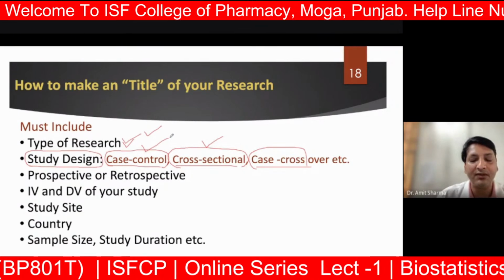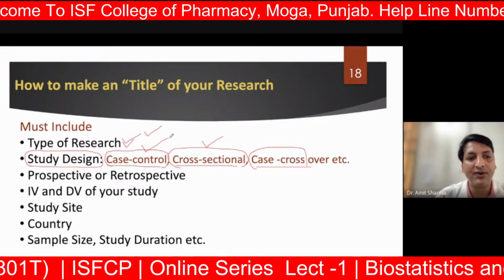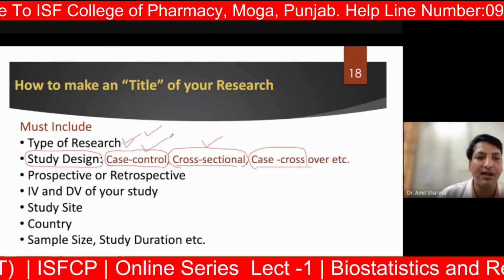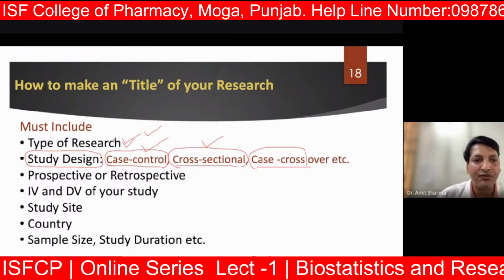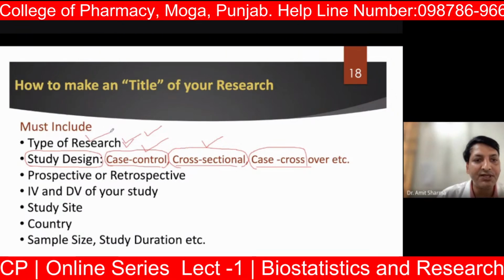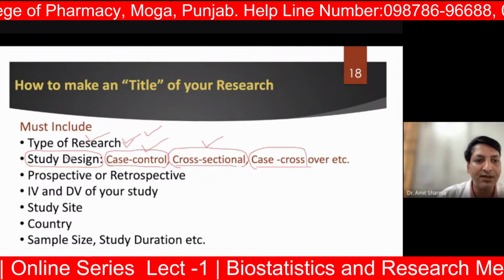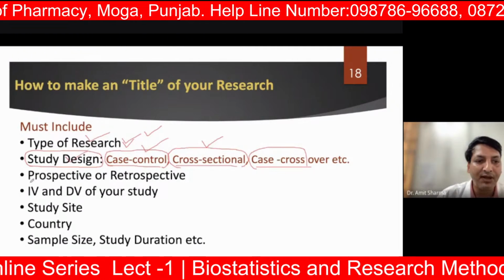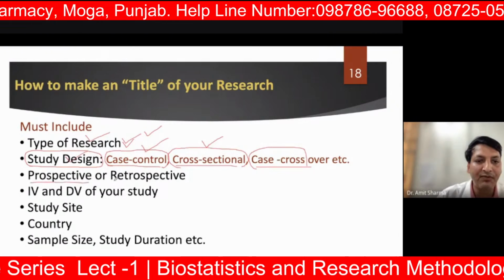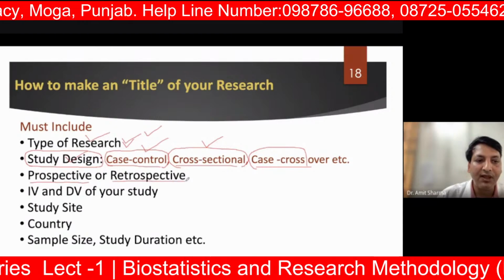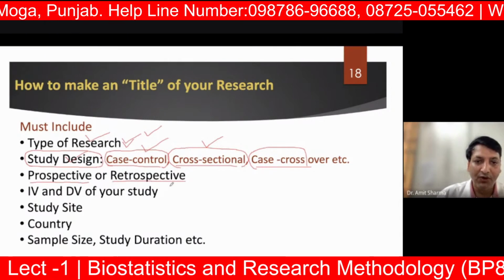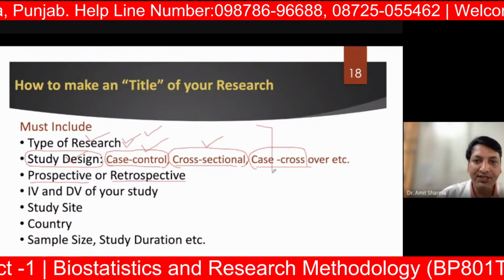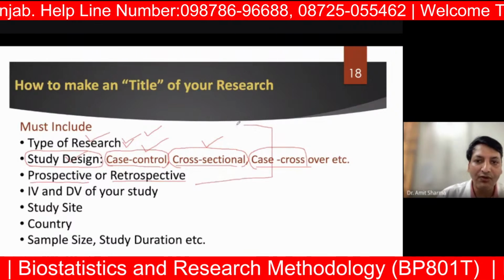We will study this in the further classes also, what the different study designs are and how they are chosen. So once you choose the type of research, then you have to choose the study design. For example, you can choose prospective or you can choose retrospective. From these 3 things you can make the title of your research work.